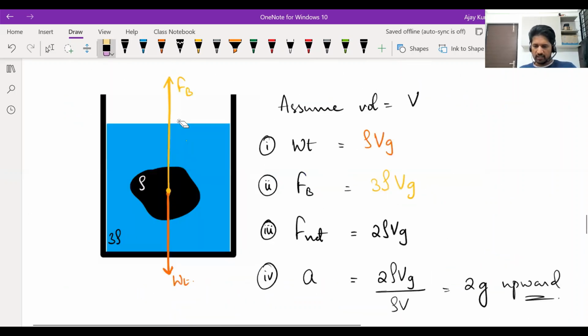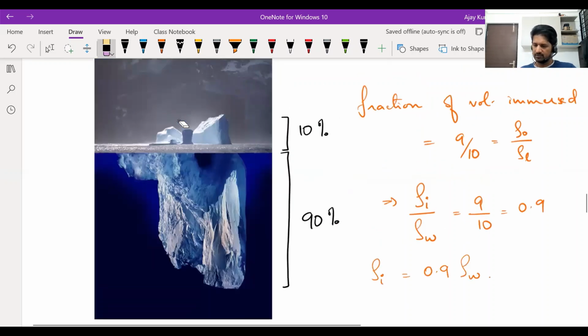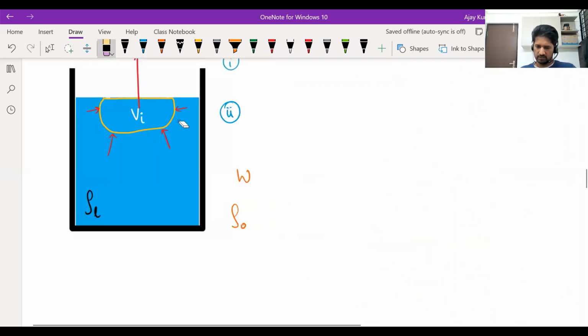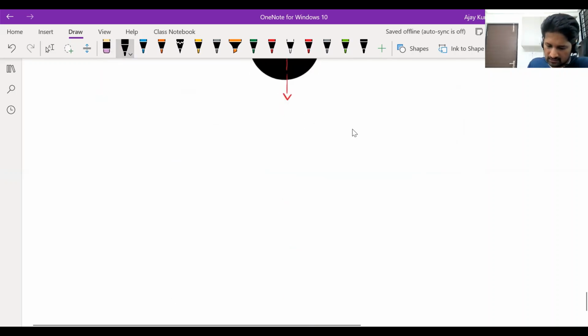So what have we discussed so far? Why buoyant force is equal to the weight of liquid displaced in a non-accelerated case. Okay, that we have discussed. Then fractional volume immersed. Okay. Let us next discuss flotation.